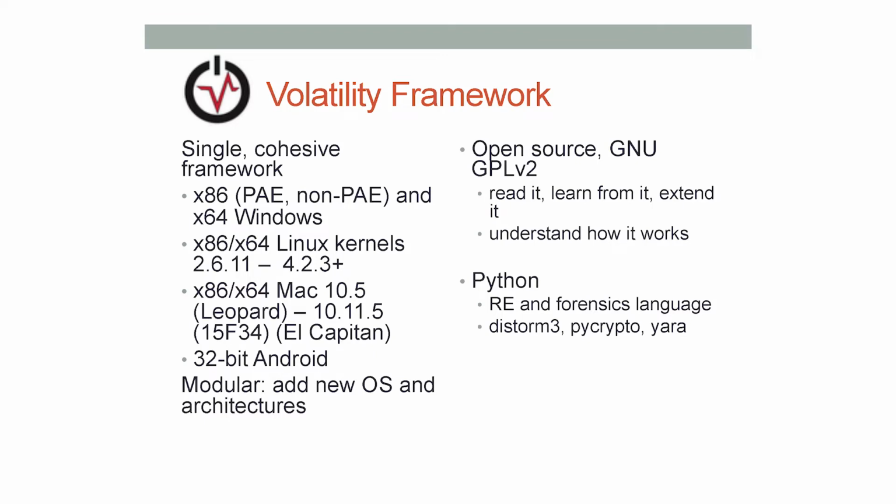So, other things about Volatility, it supports many different operating systems. It supports all of the Windows operating systems from Windows XP Service Pack 2 on until the most recent versions of Windows 10. It supports all the different Linux kernels. You can also create your own profiles. We have a repository that contains different profiles for different Linux kernels, but you can create your own as well. And it also supports all of the Mac versions from Leopard onto High Sierra.